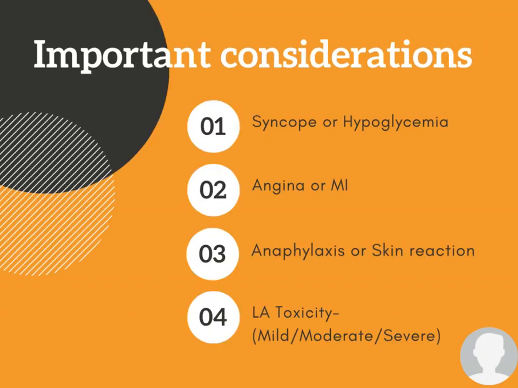Last important consideration, where usually you find yourself getting confused, are the cases you have to diagnose. You're confused between syncope or hypoglycemia. We've discussed this. You get confused whether I should mark angina or MI, because sometimes students think that if the history is MI, then the emergency will also be MI. But this is not the case. You always mark angina first until more information is given. And also, we've discussed whether it's just a simple skin reaction or whether it is going towards anaphylaxis by more systemic involvement, and LA toxicity also, whether you have to see if it's mild, moderate, or severe.